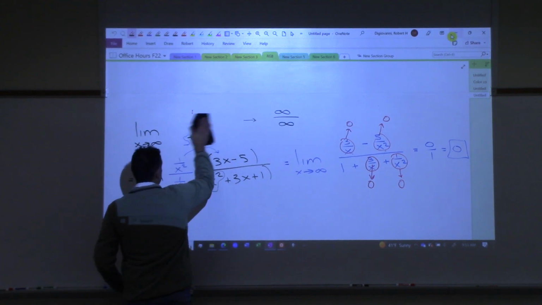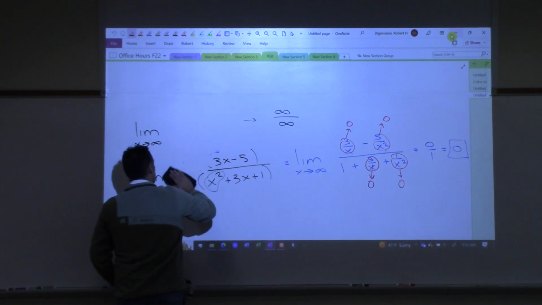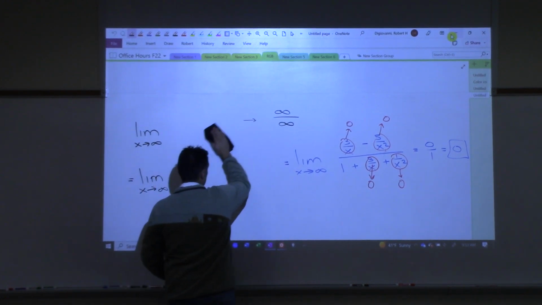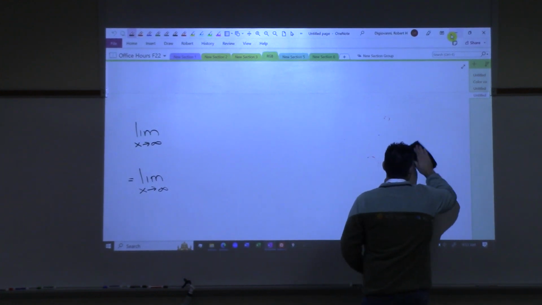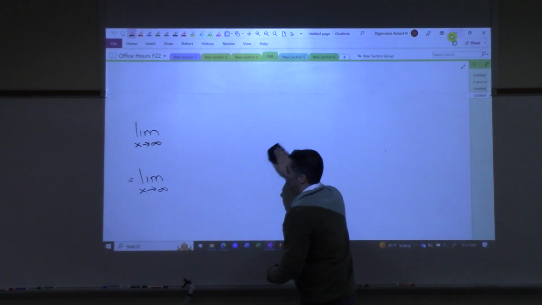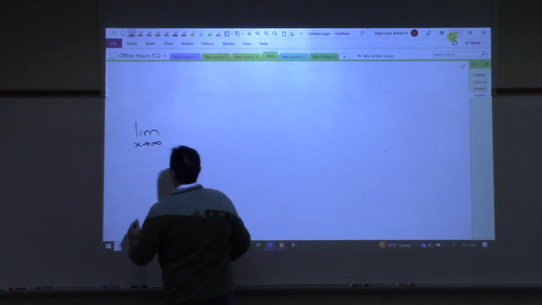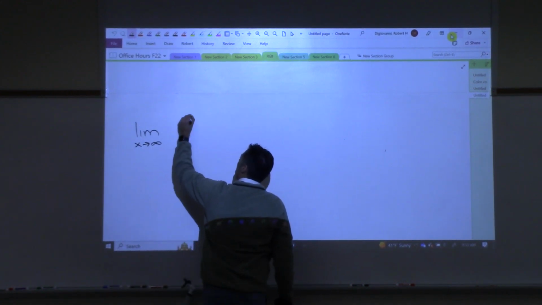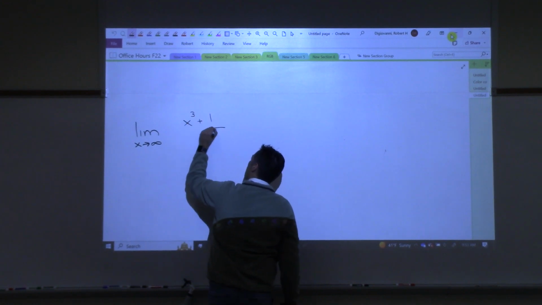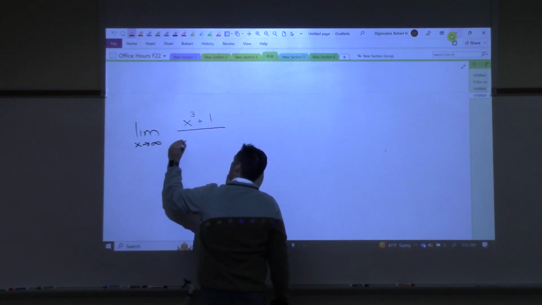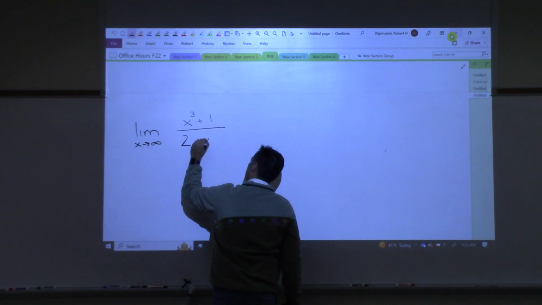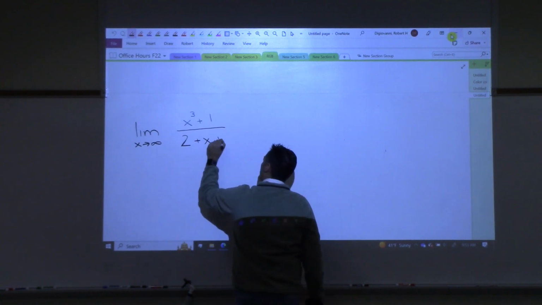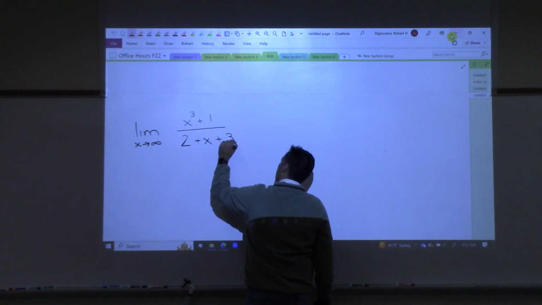We'll do one more friendly one before we do one that's a little more complicated. How about this? Limit as x goes to infinity, x cubed plus 1 over 2 plus x, plus 3x squared.